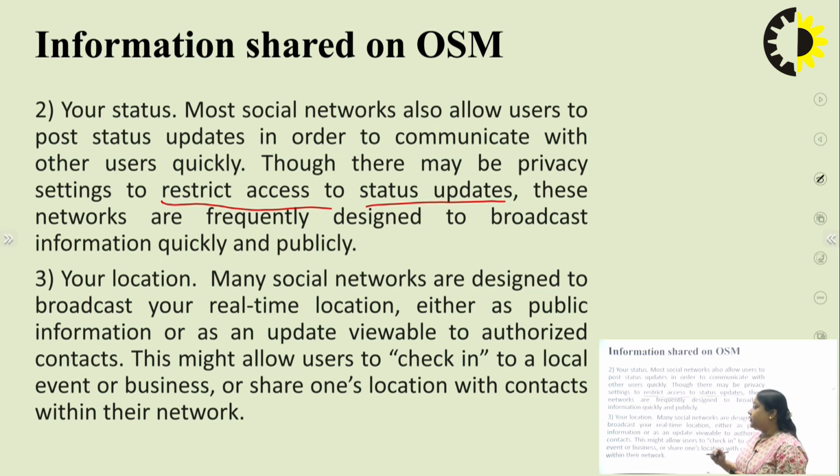Third one is your location. Many social networks are designed to broadcast your real-time location. Maybe you are going somewhere, and you post, I have reached this place. So this type of real-time location is updated on social media networks. This might allow users to check into a local event or business, or share one's location with contacts within their network.